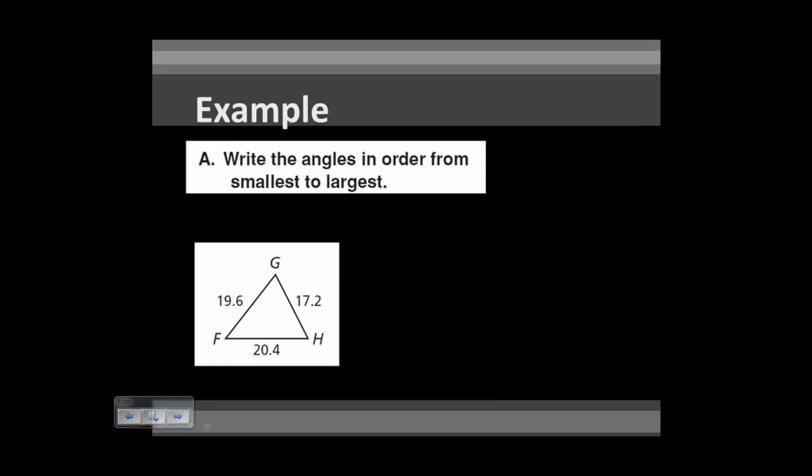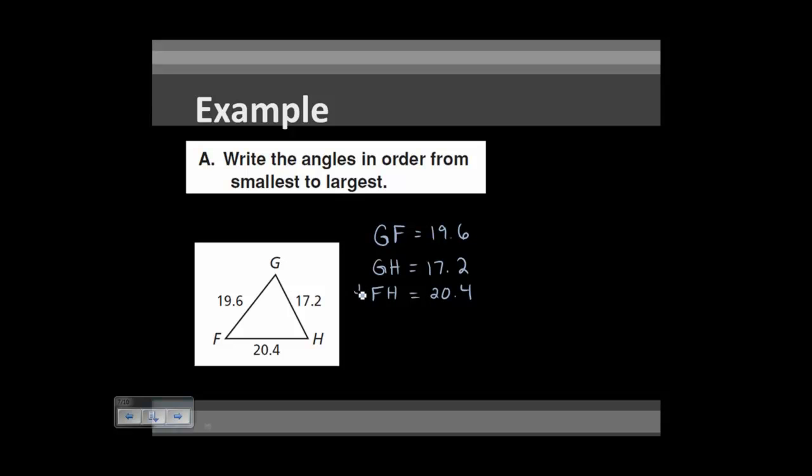So we can use that to write the angles in order from smallest to largest. If we're looking at this particular triangle here, we know that GF is 19.6. We know that GH is 17.2, and FH is 20.4. So that means we can put these in order.